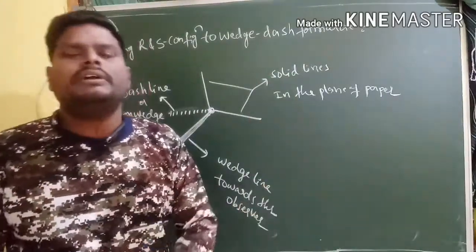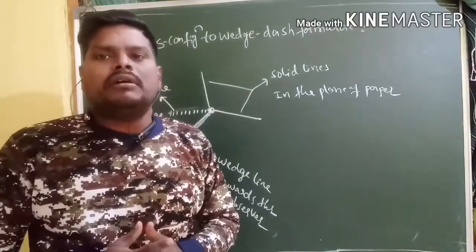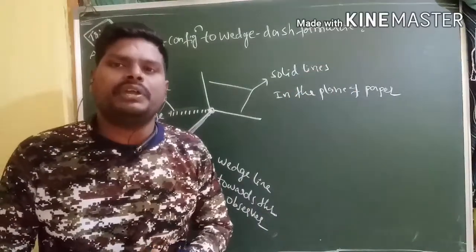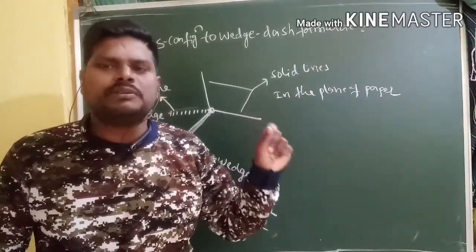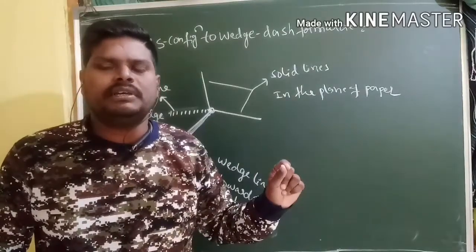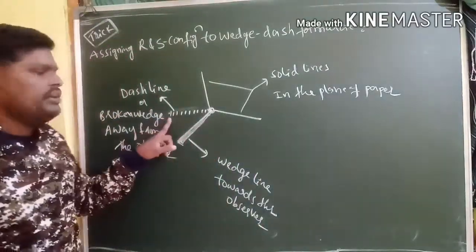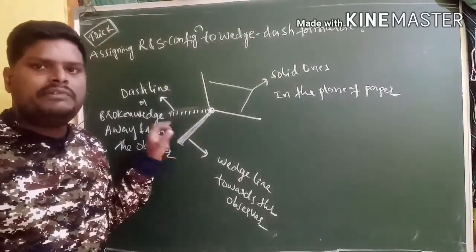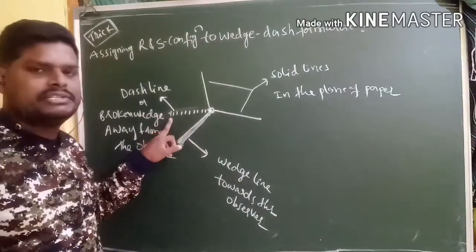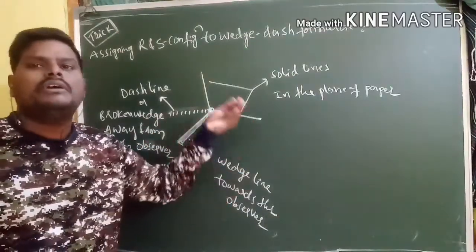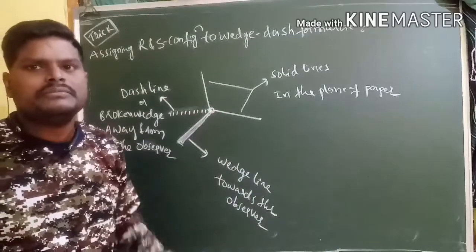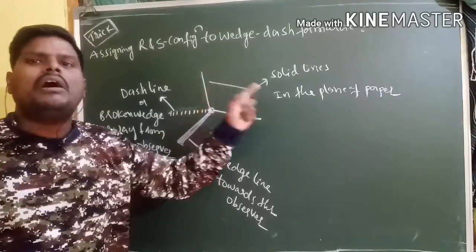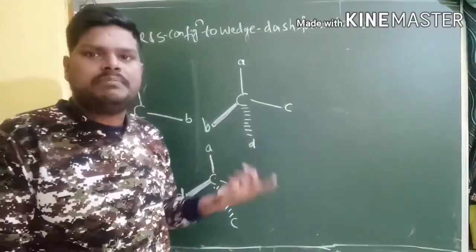Right, now coming to our topic. When assigning R and S configuration to the wedge dash formula, you see that always the lowest priority atom or group of atoms is on a broken wedge. Right, now you can assign R and S configuration. If the least priority is not on a broken wedge, then you take the opposite of the configuration obtained. That means R configuration changes to S configuration, and S configuration changes to R configuration. Right? Let us take a few examples.